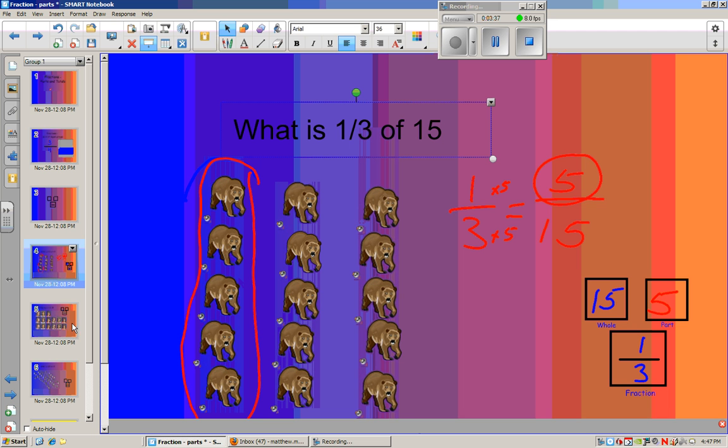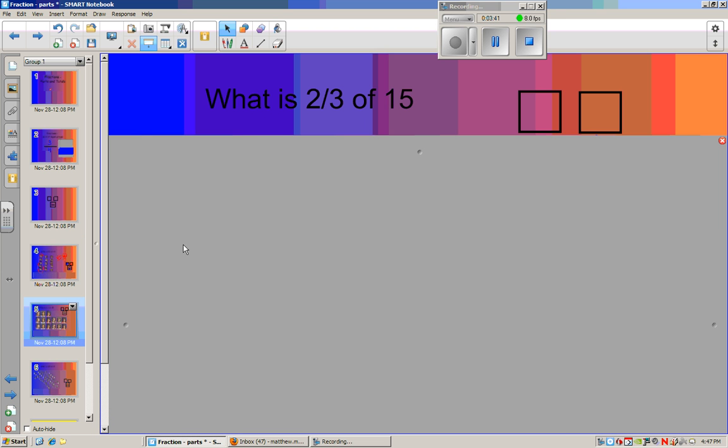It's just different ways, different suggestions. So another problem, and now the numerator, instead of it being 1, which is just one group, we're going to talk about it as 2. So it's a different number here. Now we're looking at what's 2/3 of 15.